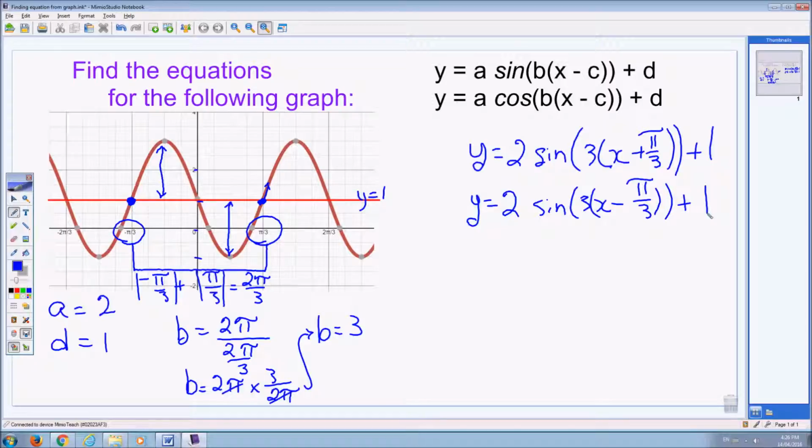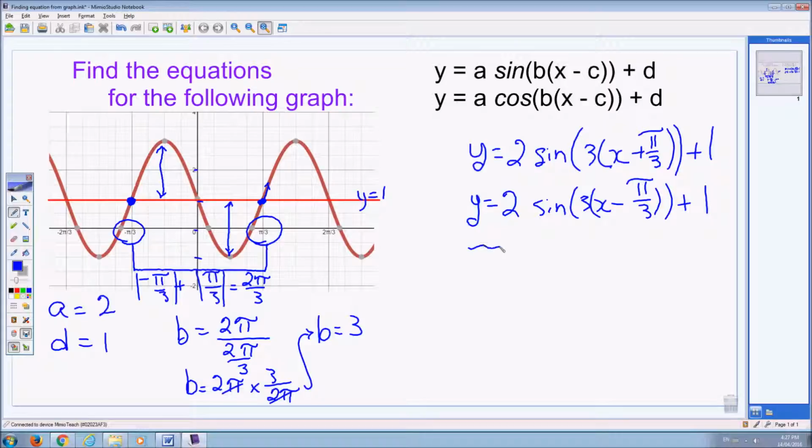When it comes time to a test or an assignment, I'm only going to ask you for one, but my answer key will have these two, plus 2 for the cosine, which we'll do in a minute, so that all of them will be correct.